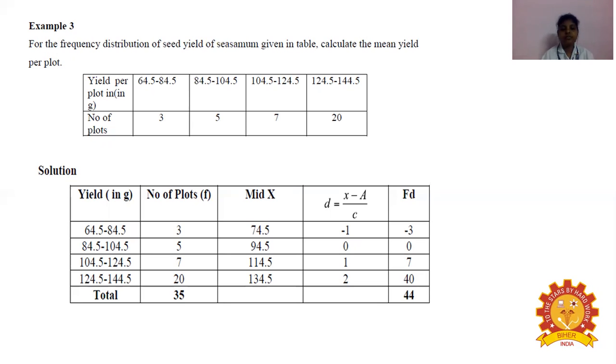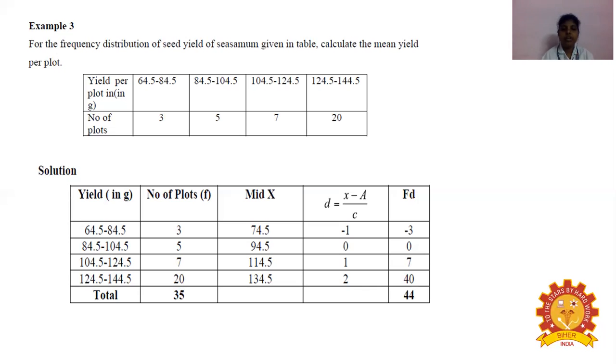Next, find the deviation. We know the x value. First x value is 74.5 minus a. Here we take a as the assumed mean and c is the length of the class interval. Substituting the values, we get -1. Next, for the second value, x is 94.5, our assumed mean is 94.5, divided by the class interval length 20. Simplifying this, we get 0.